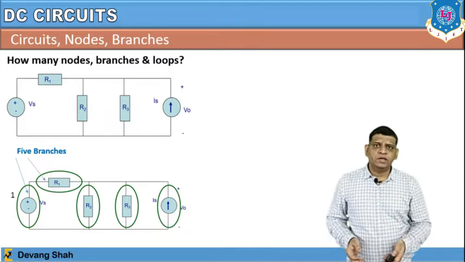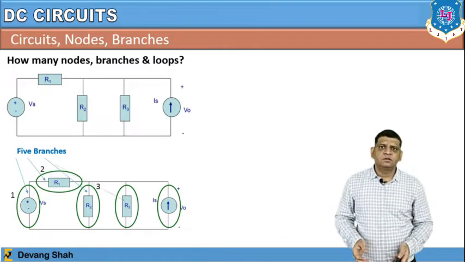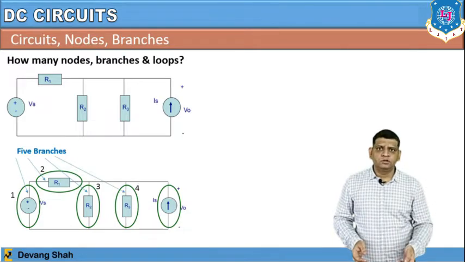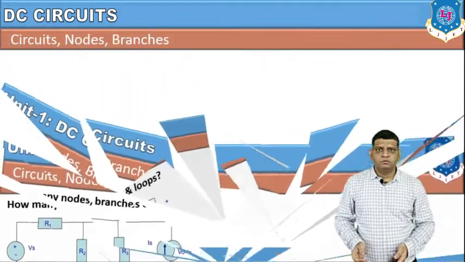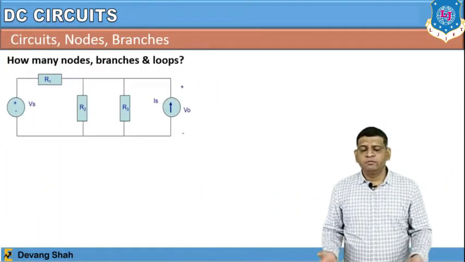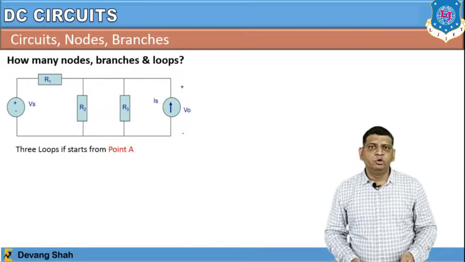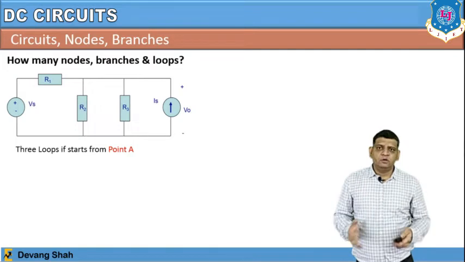So we can quickly see this. There are 5 branches in normal terminology. Once you use it for analysis, there are 4 branches. Right now, same circuitry. Here we look for the number of loops. So once you start in this circuit, can you guess how many loops?